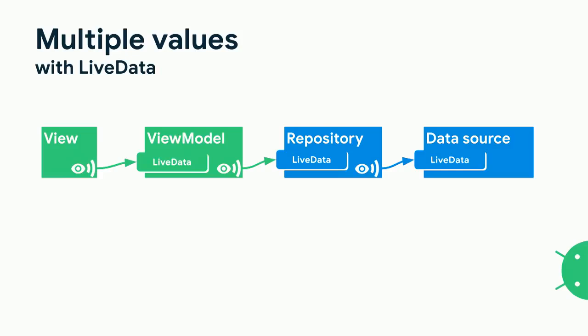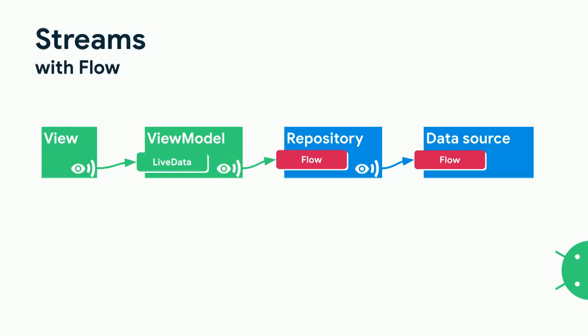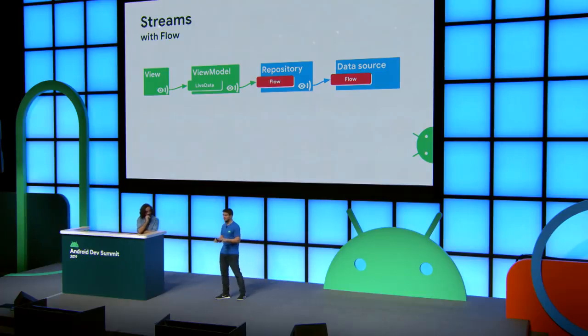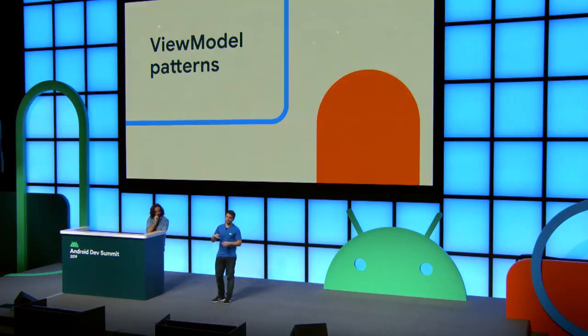When we have to deal with multiple values, things get complicated. And we can solve this with live data. We can use live data beyond the view model, and our talk last year was partly about this. But live data was never designed as a fully fledged reactive streams builder. So it's a little bit awkward to use. So luckily, there's a new API called Flow. Flow is part of Kotlin coroutines. And we're going to see some code examples, and we're going to look at view model, repository, and data source. So first, we're going to see some view model patterns.